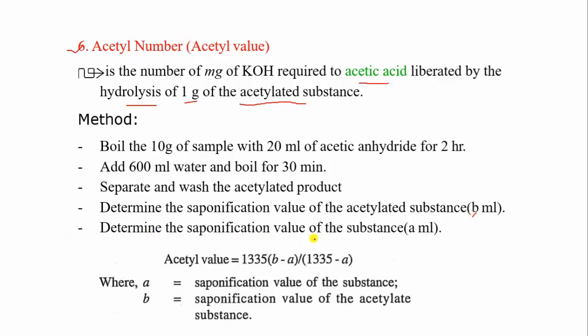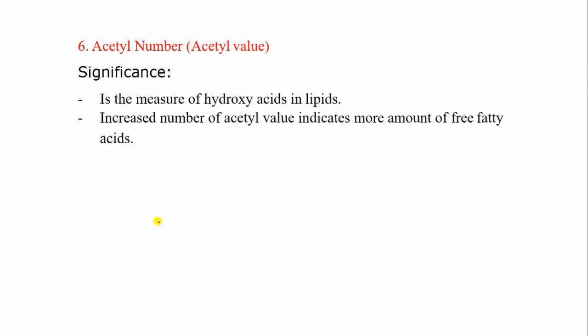Determine the saponification value of the substance, that is A. Acetyl value is equal to 1335 into (B minus A) divided by (1335 minus A), where A is the saponification value of the substance and B is the saponification value of the acetylated substance. Significance: it is a measure of hydroxy acids in lipids. An increased acetyl value indicates a greater amount of free fatty acids.